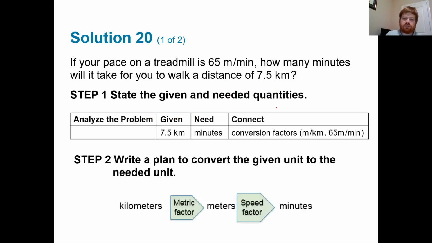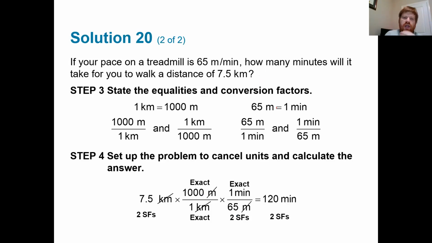So let's go ahead and take a look. Our 2 conversion factors here are going to be 1,000 meters per 1 kilometer, and then 1 minute per 65 meters. Set it up like this: 7.5 kilometers times 1,000 meters per 1 kilometer. Kilometers cancel out. Then 1 minute per 65 meters. That's our pace that we measured before. Meters cancels out. And that gives us our answer here, 120 minutes.